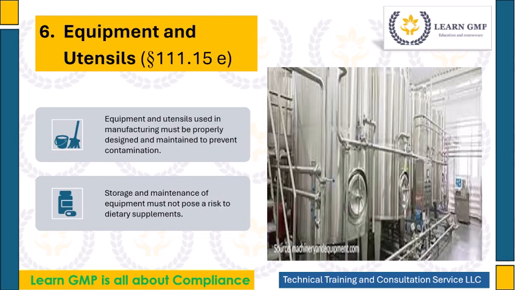Equipment and Utensils, Section 111.15e. Equipment and utensils used in manufacturing must be properly designed and maintained to prevent contamination. Storage and maintenance of equipment must not pose a risk to dietary supplements.